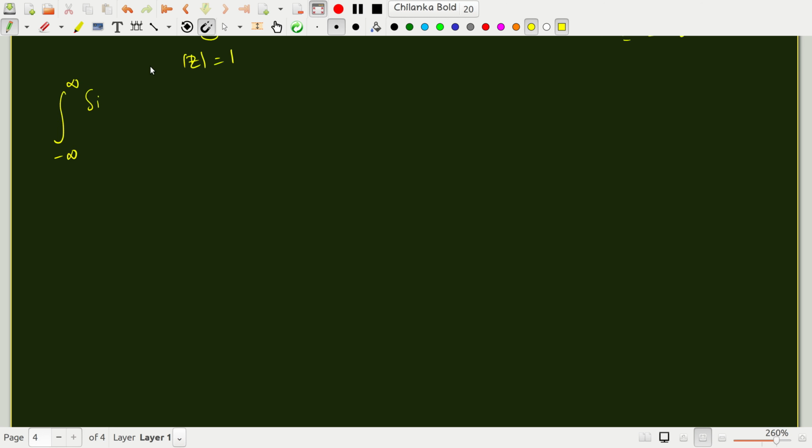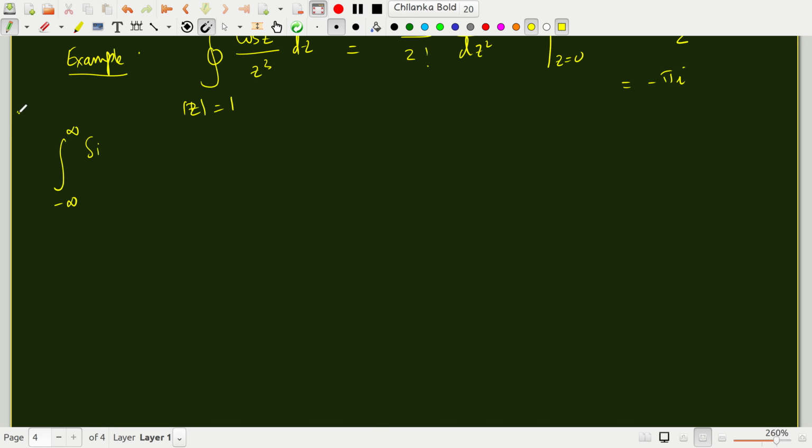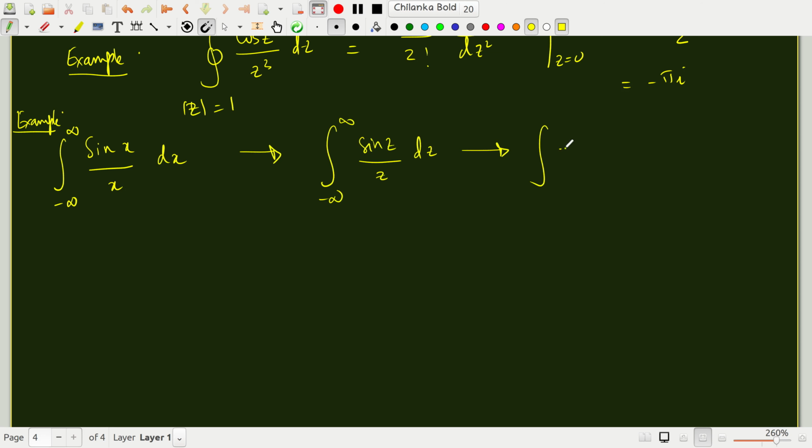Okay, let me say again, for example, suppose you are asked to integrate sin x by x from minus infinity to infinity. As usual, we will say that this is sin z by z dz. And instead of sin z, I will say that it is the imaginary part of e to the iz by z dz, from minus infinity to infinity.